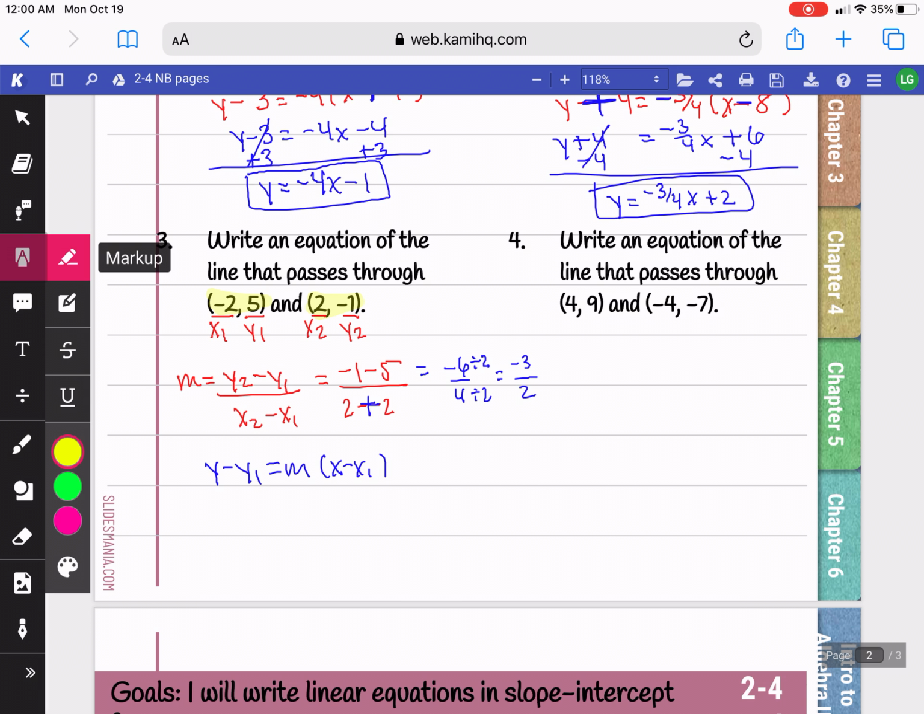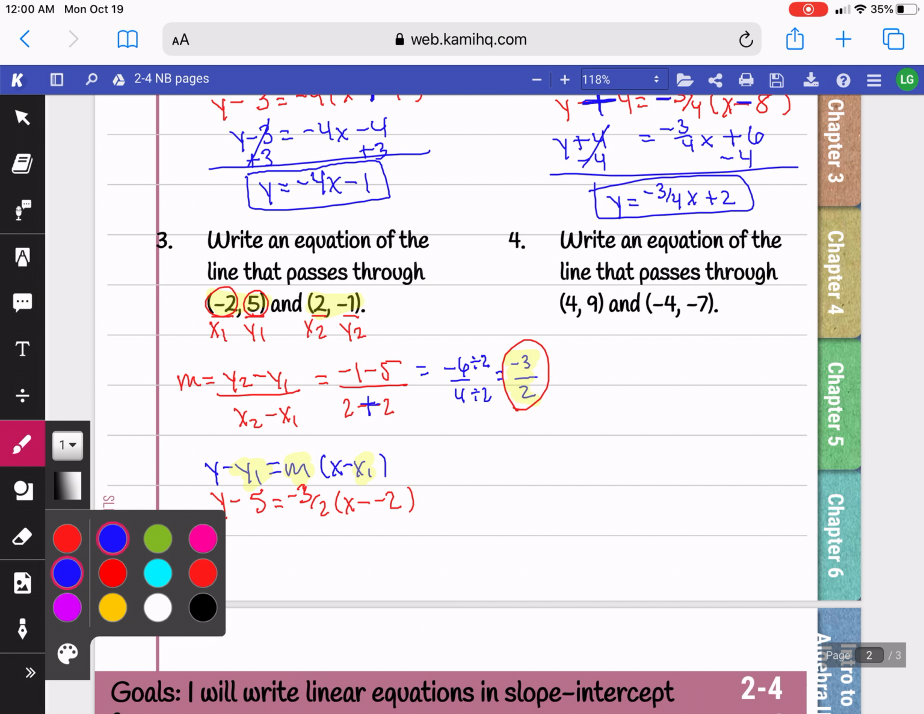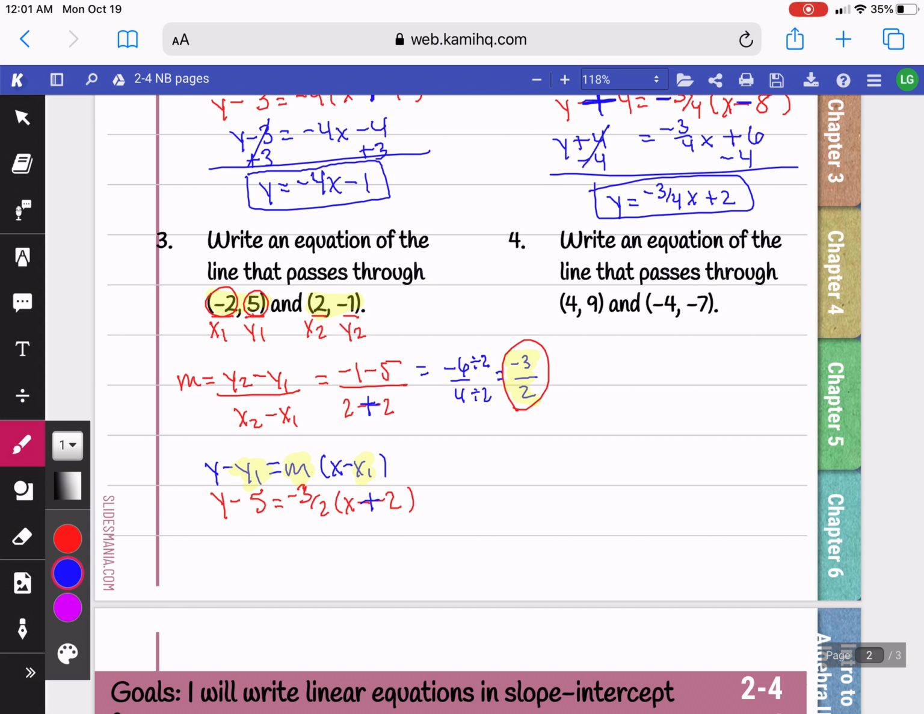So I'm going to plug in for y1, m, and x1. We already know x1 and y1, and our m, or our slope, is the negative 3/2 that we just calculated. So I have y minus, y1 was 5, equals, our m is negative 3 halves, x minus x1 is negative 2. Here, since I have a double negative, I'm going to change it to plus, and my next step would be to distribute. So I'm going to get negative 3 halves x. Negative 3 halves times positive 2 is going to be negative. 3 times 2 is 6. If you divide by 2, that's a 3.